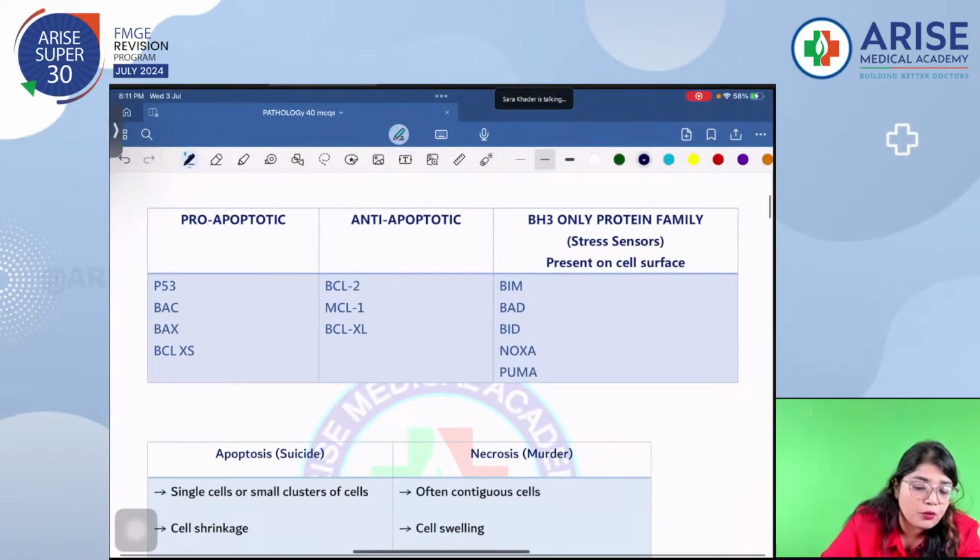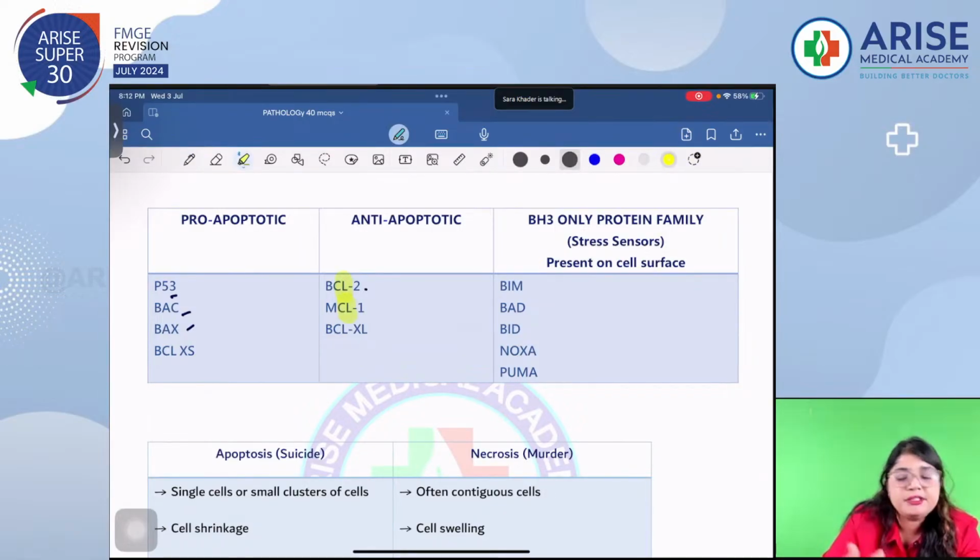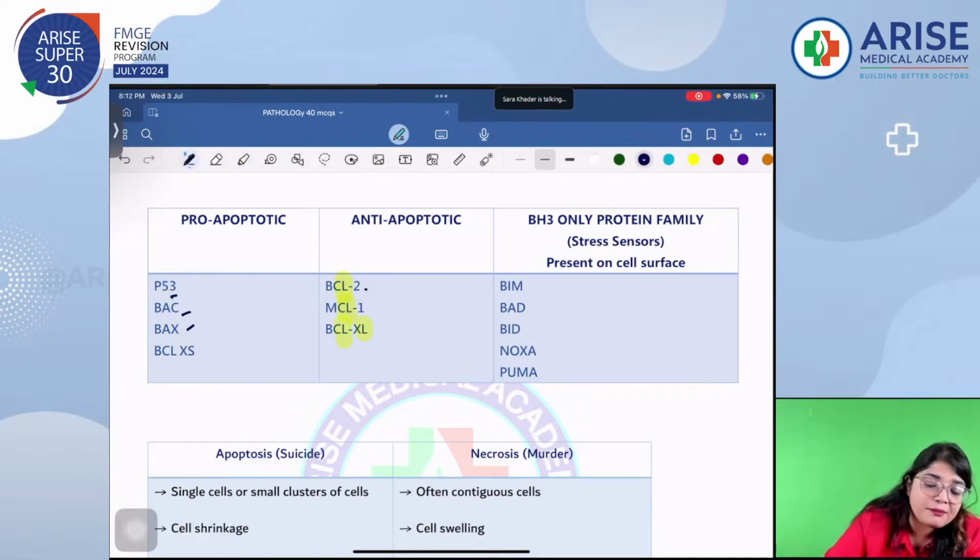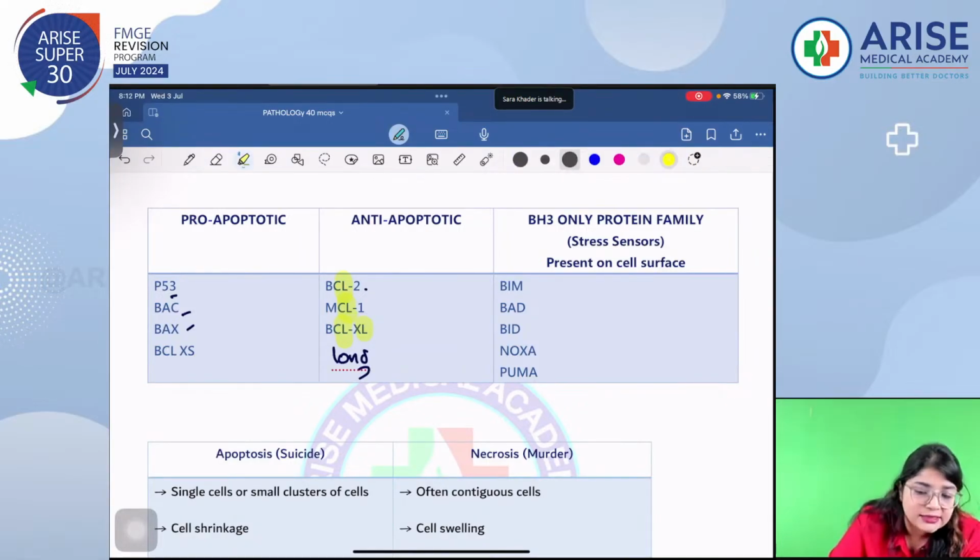So remember your pro-apoptotic markers. What are these? P53, BAX and BAK, BCL-XS. What about your anti-apoptotic? Wherever you see an L, okay? MCL1, BCL2, BCL-XL. So remember, they are long-living. Those are your anti-apoptotic, and sensors include BAD, BIM, NOXA, PUMA.